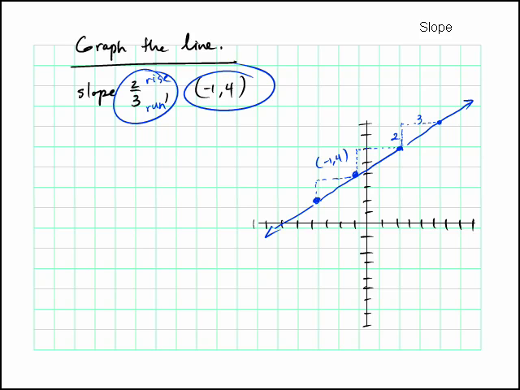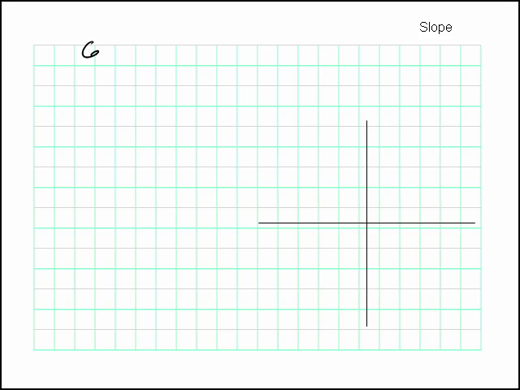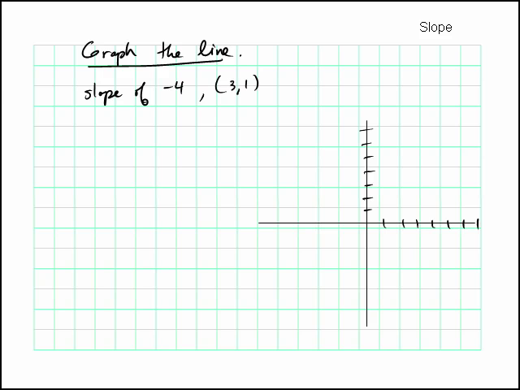Let's try another one similar to this. Let's go with this one. Graph the line, and we know that it has a slope of -4, and we also know that it goes through the ordered pair 3, 1. Let's start by plotting this point, 3, 1, which would be right around here, 3, 1.